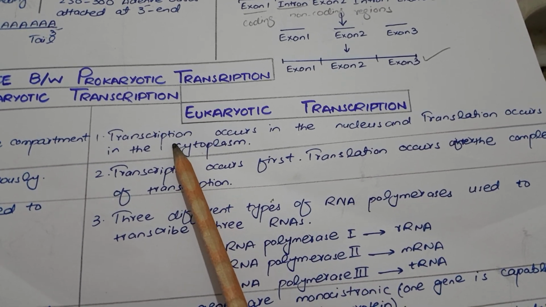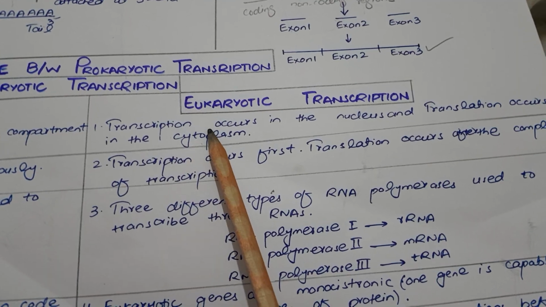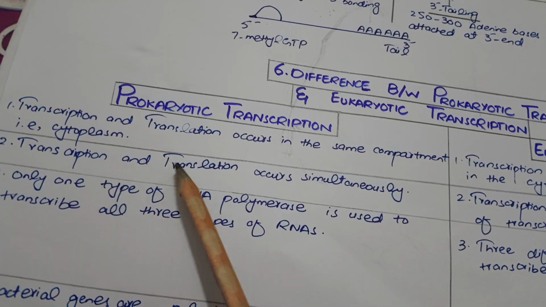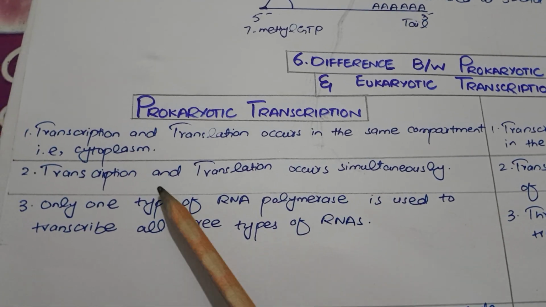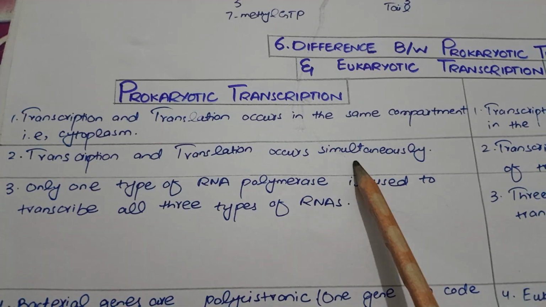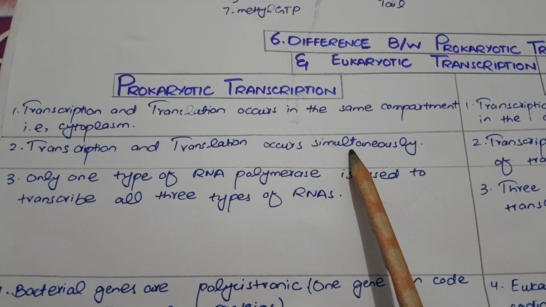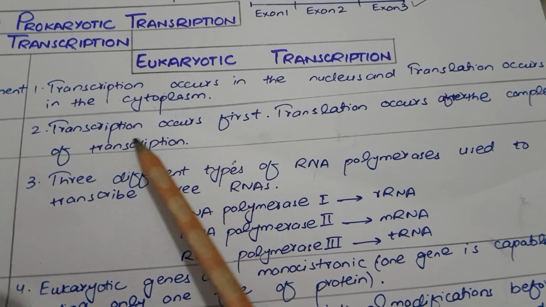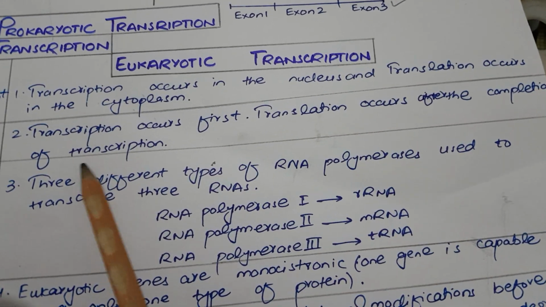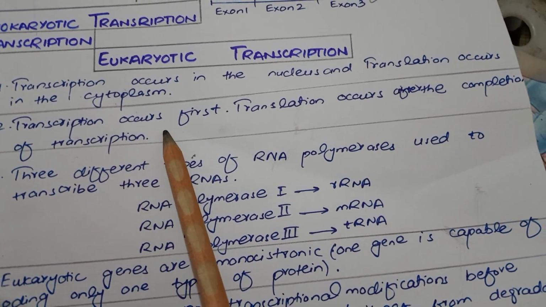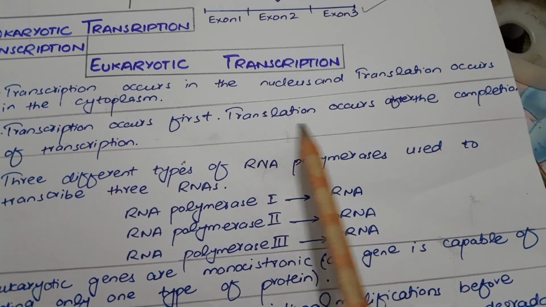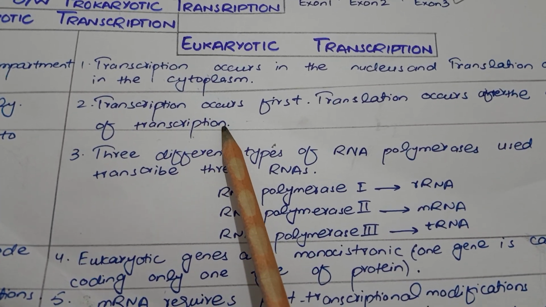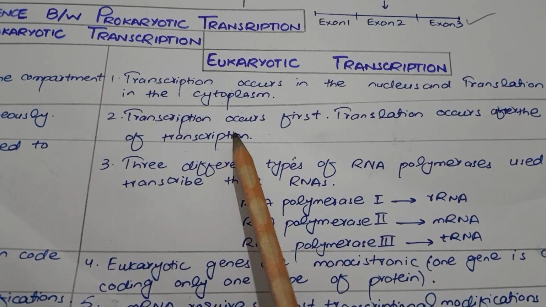In case of transcription, messenger RNA is formed, and after the formation of messenger RNA, it has to move from nucleus to the cytoplasm. Second one, in prokaryotes, transcription and translation occur simultaneously. Messenger RNA formation as well as protein formation occur side by side. But in case of eukaryotic transcription, transcription occurs first. Messenger RNA will be formed first and then protein formation occurs after the completion of transcription, because there is a stage between transcription and translation. The stage is the post-transcriptional modifications.